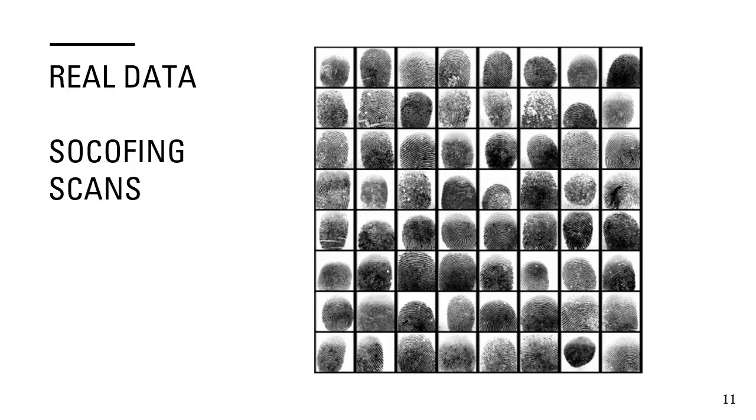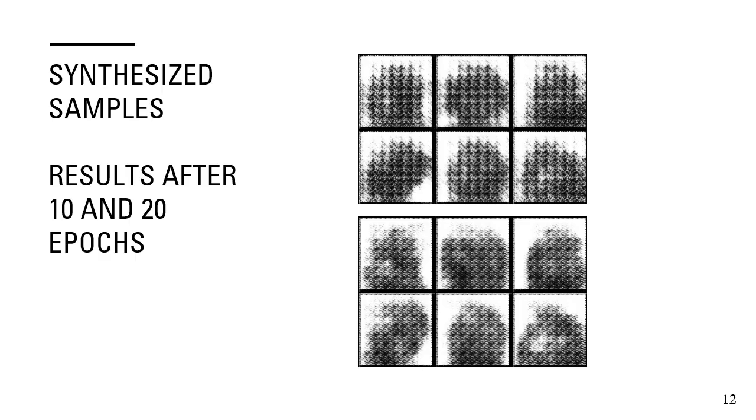Real data. Shown here are samples from the SOCOFing dataset representing authentic input used during training. Synthesized samples after 10th and 20th epochs. These initial results illustrate the model's capacity to generate coherent structures within just 10 to 20 epochs, highlighting the training efficiency.